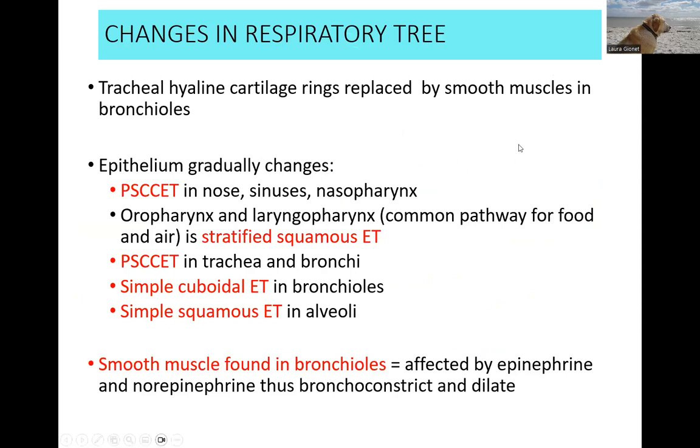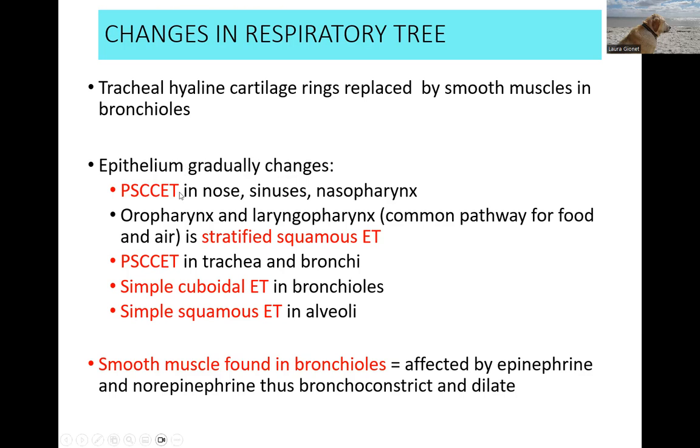Okay, changes in the respiratory tree histologically. All right, so the trachea has the hyaline cartilages that get replaced by smooth muscles in the bronchioles. So that's one big change. In the trachea and the bronchi, all the way till we get to the bronchioles, you're going to have the hyaline cartilage there because you want to keep this airway open. But when you get to the bronchioles, you want to be able to bronchoconstrict and dilate. So you're going to have smooth muscle.